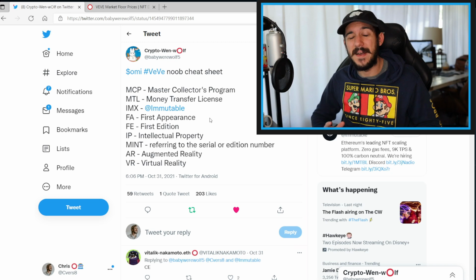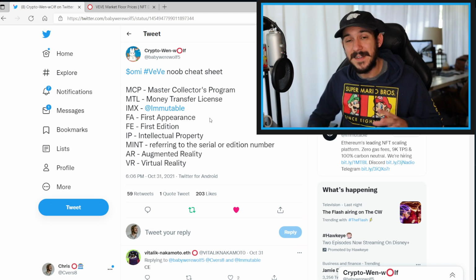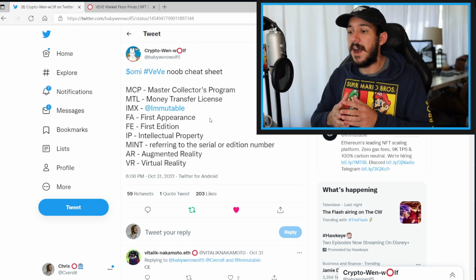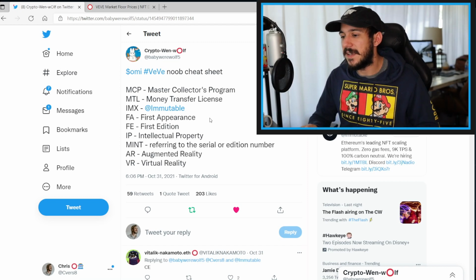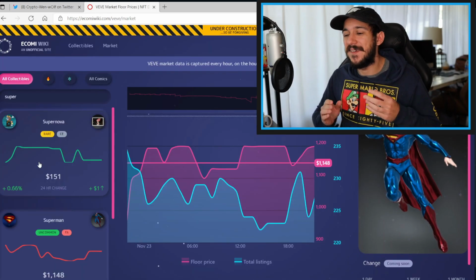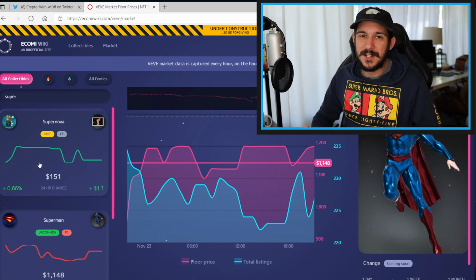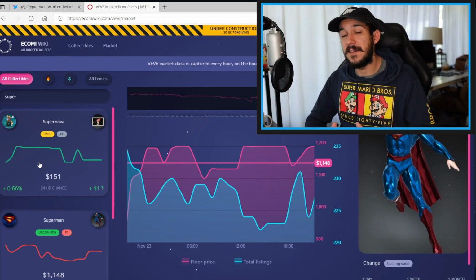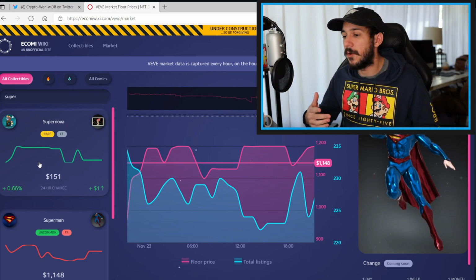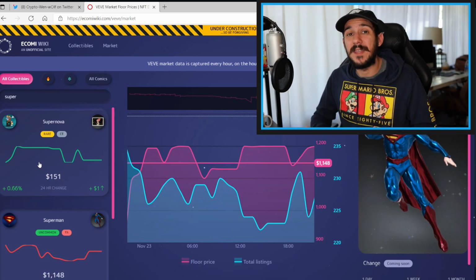Veve has some of the best IPs in the world, and we've only discovered like 10% of them so far, with Disney and Marvel and DC and so many more being in those. So IP is very important. IP is intellectual property, meaning that these major brands gave Veve the right to have their first ever digital assets appear on blockchain. So years down the road, if somebody wants the first ever Superman or Spider-Man or Batman that's ever appeared on the blockchain, then Veve is the one that minted it.